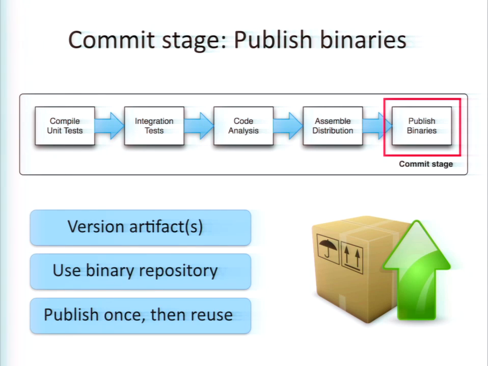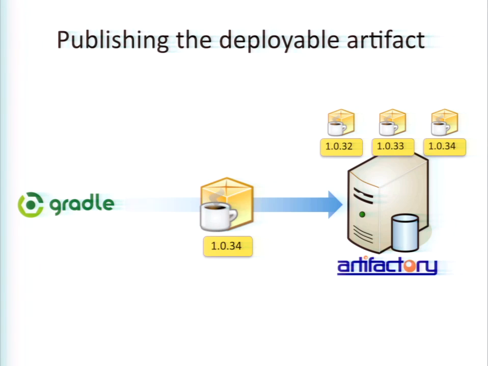Okay, so now we've packaged our war. Last step of the commit stage, we want to publish it to Artifactory. And we have this nice continuous versioning strategy, so we already have 32 and 33 there, and now next time, at the end of the commit stage, we are going to publish 1034 to Artifactory.